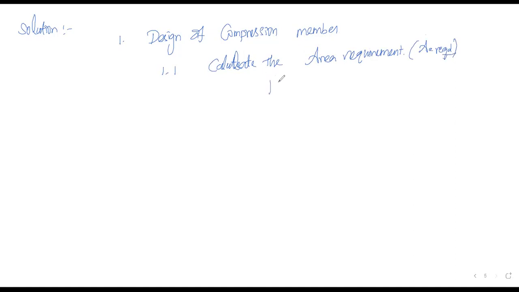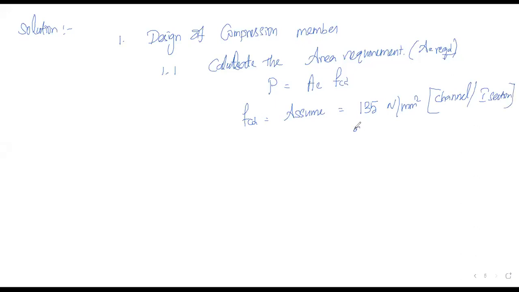By using the formula P is equal to AE into FCD. Here FCD we have to assume. So how much we have to assume? If it is channel or I section, we have to assume 135 Newton per mm square. If it is angle section, then we have to assume between 70 to 90 Newton per mm square. So from that we have to calculate AE required.